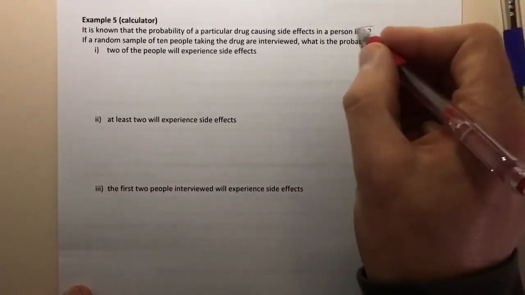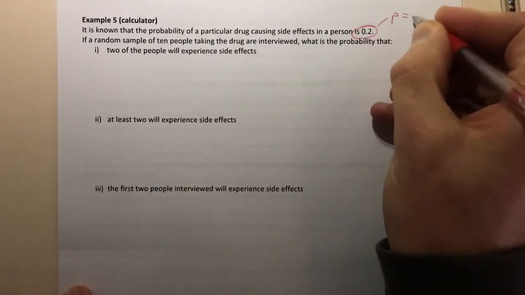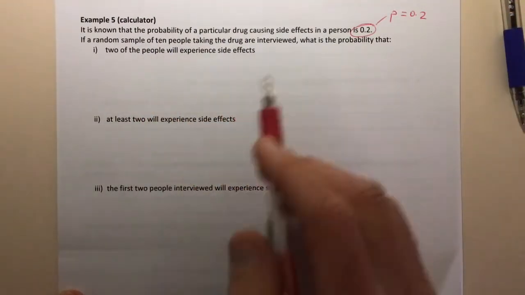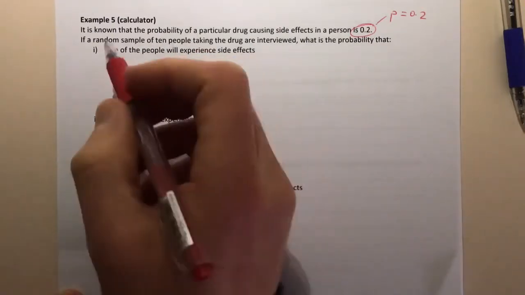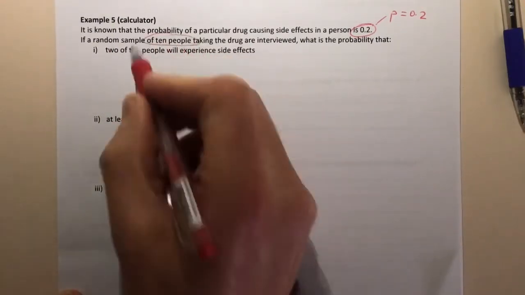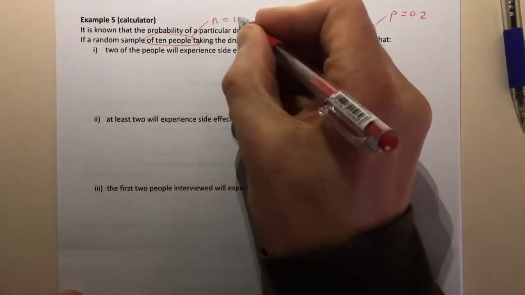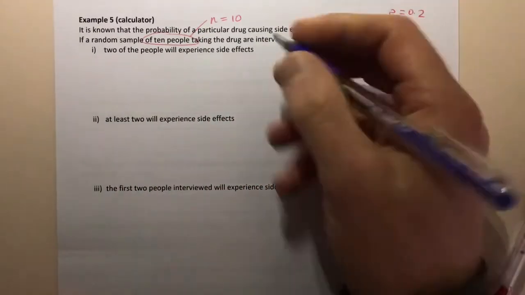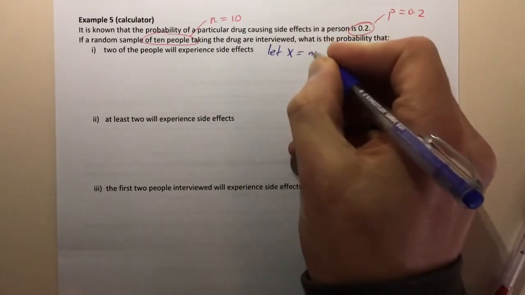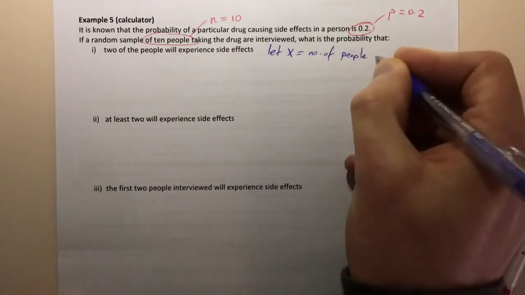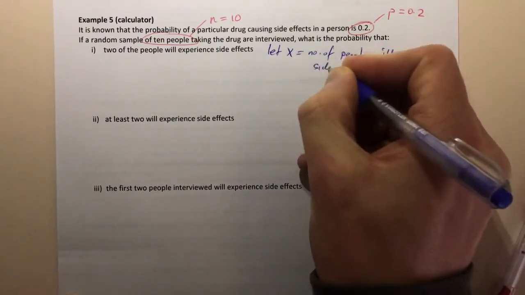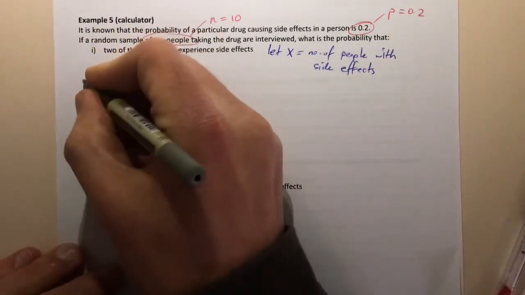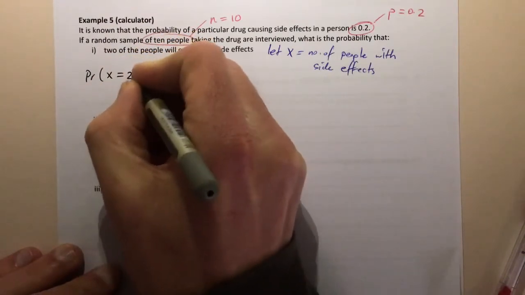So in this question, we've got a probability of success of 0.2. In this strange world, apparently, having side effects from a drug is considered success. And then we're taking a sample of 10 people, right? So this is telling us that n is equal to 10. All right, the probability that 2 of the people will experience side effects, again, if we say let x equal number of people with side effects, so we define our variable at the beginning, and x is a binomial variable, then we can say the probability that x is equal to 2.